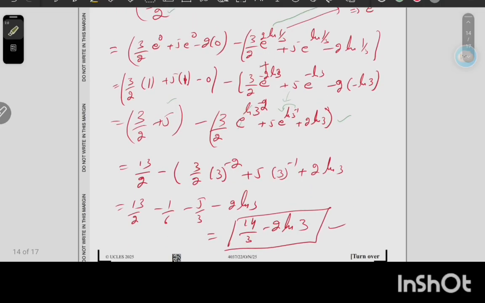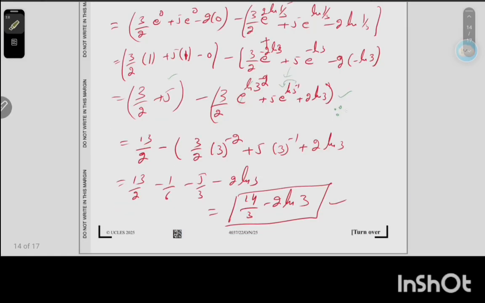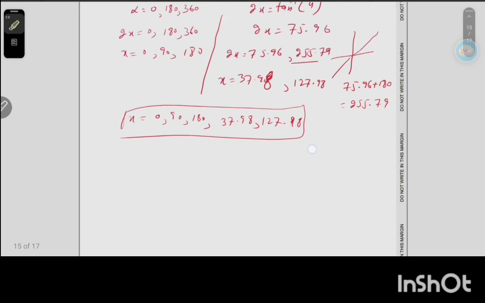Let me explain this once more: e power log of 3 power minus 2. Simply, e and log of 3 cancel, it will be 1, so we get the answer 3 power minus 2. Understand? Similarly, e power log of 3 power minus 1 is very simple: it is 3 power minus 1, because e and log cancel. Hopefully you can understand this question.